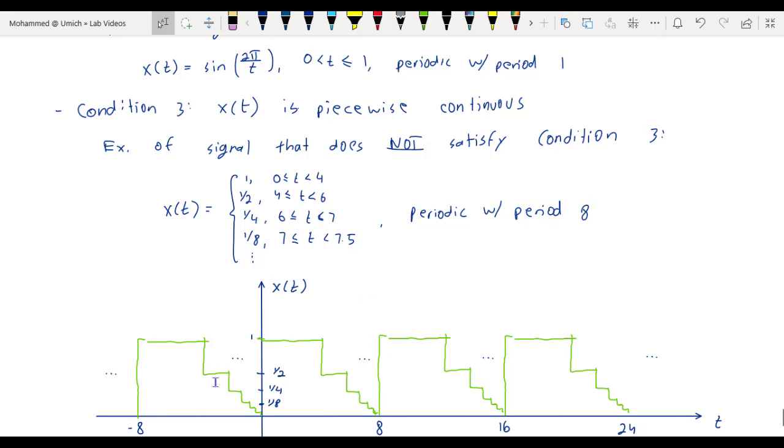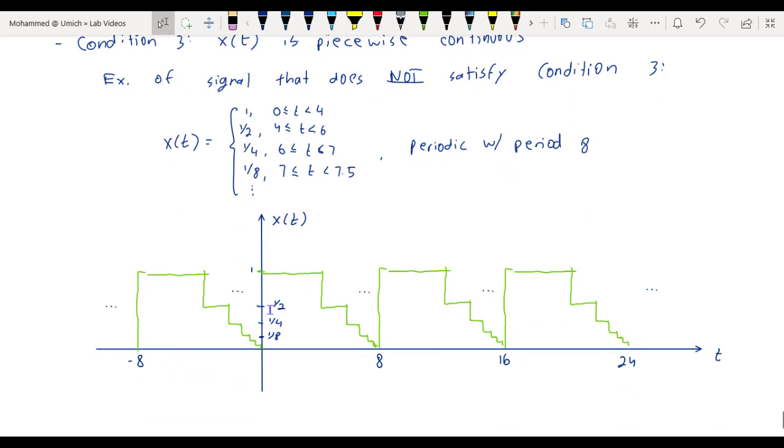And if we look at a plot of this periodic signal, we see that there's an infinite number of discontinuities in each period, which violates the third Dirichlet condition.